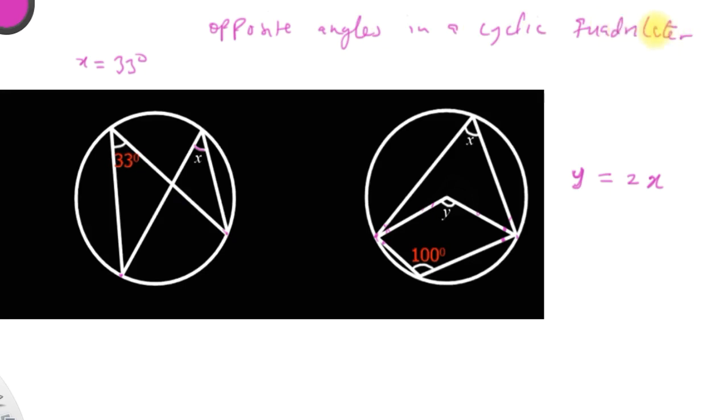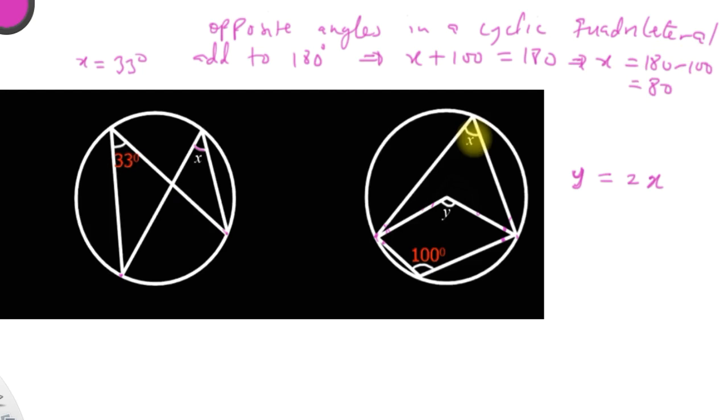Quadrilateral, at 180 degrees. So it implies that s plus 100 is equal to 180 degrees. So this implies that s is equal to 180 minus 100, which is equal to 80 degrees. So this is 80 degrees.